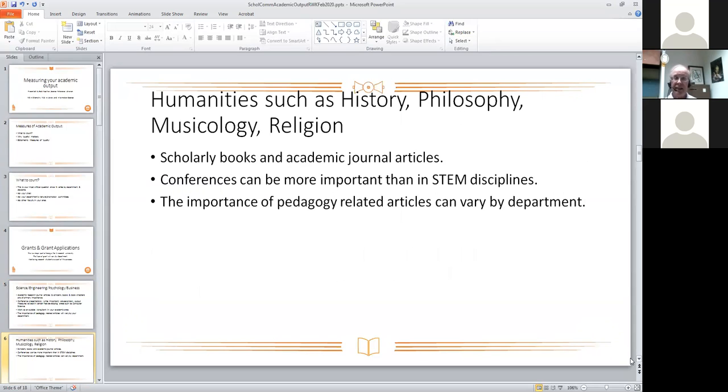In humanities areas, such as history, philosophy, musicology, religion, scholarly books and academic journal articles are important. Conferences can be more important than in the STEM disciplines, okay? The importance of pedagogy-related articles can vary by department. It depends exactly what is their focus as a department.